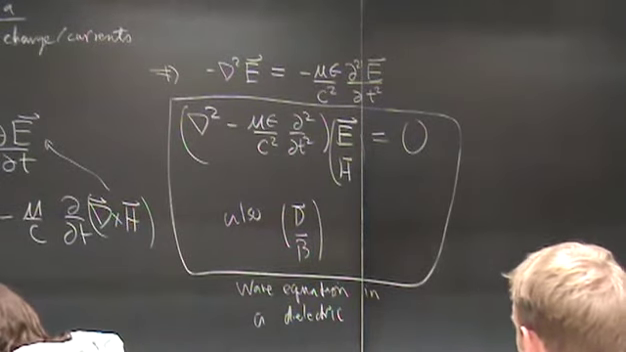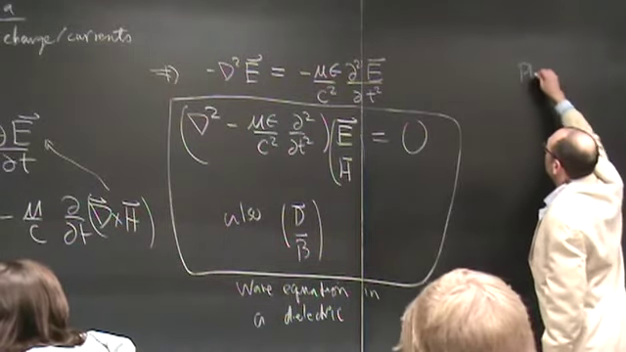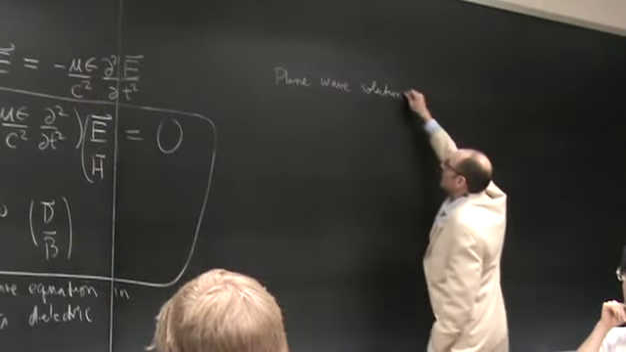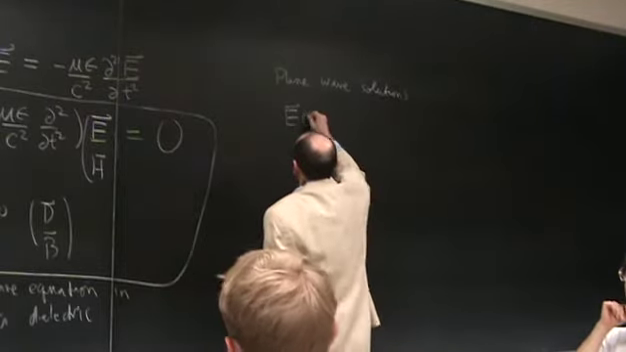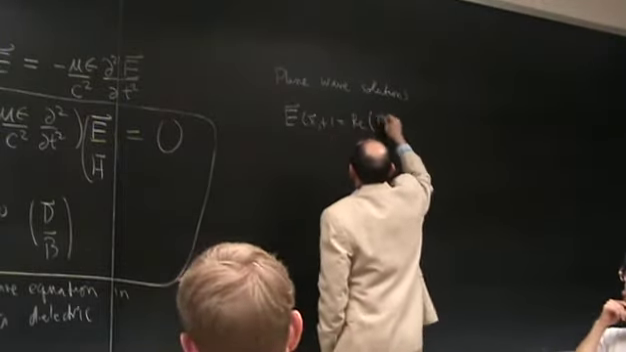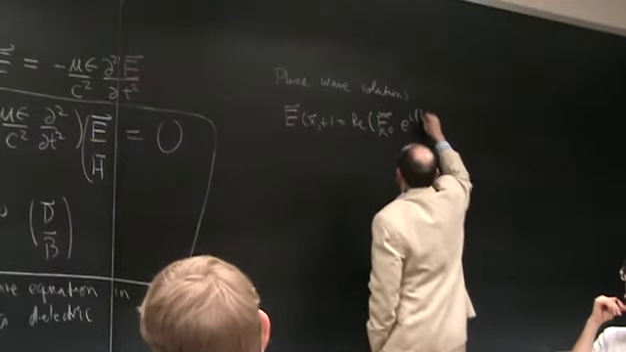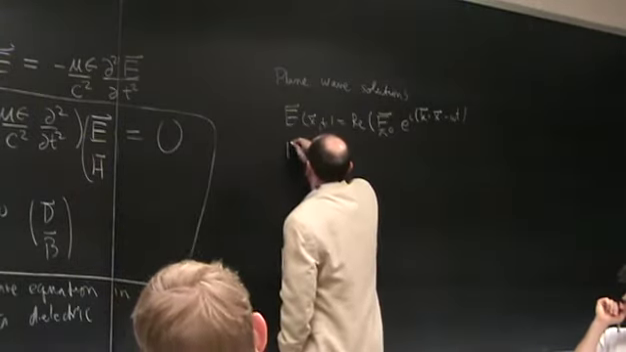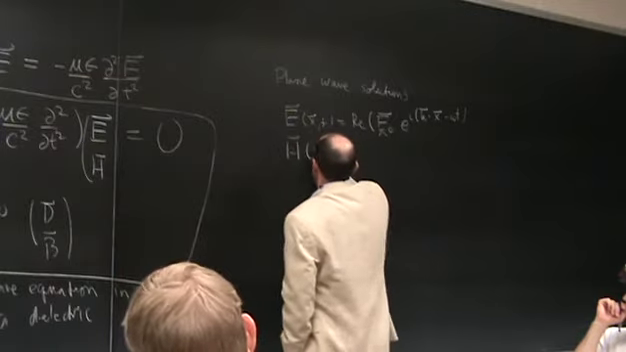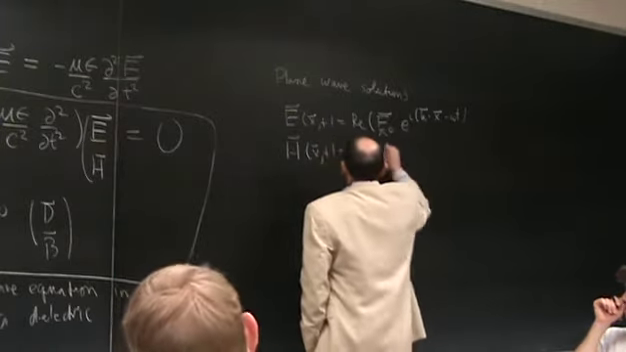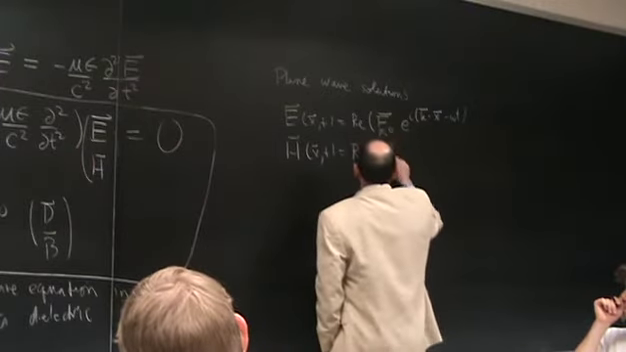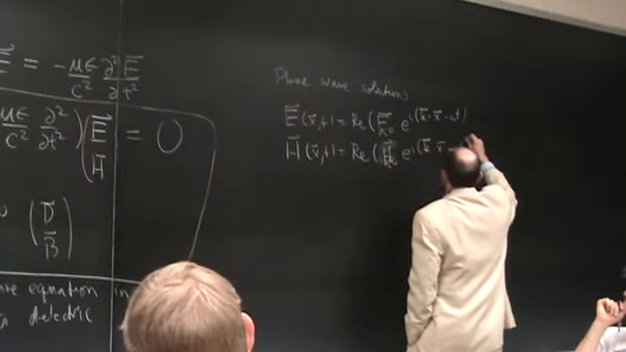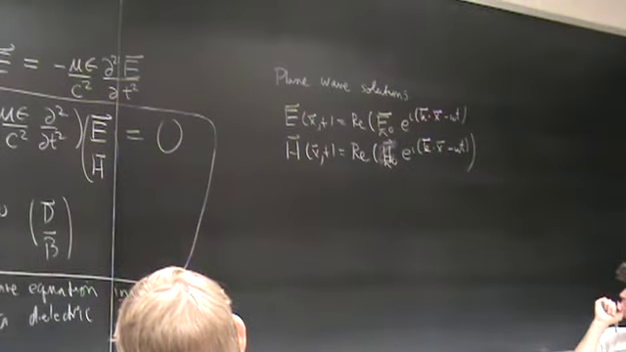So we know this. We can look for plane wave solutions. So both E and H have plane wave solutions, and all we have to do then is determine the relationship of the parameters of the amplitude, wave vector, and frequency, and direction, i.e. polarization, of those waves inside the dielectric.